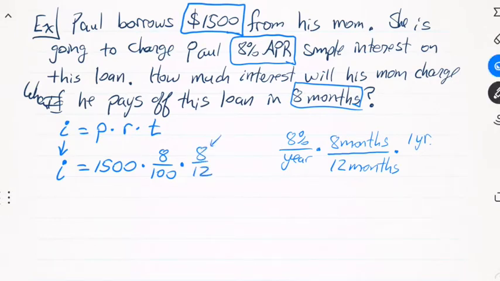Now this is 8 months out of a year. And the year, of course, is represented by 12. So 8 months out of 12 becomes our time. 8 over 100 is our rate, and 1,500 is our principal. So we just have to type this into our calculator and get a nice answer.